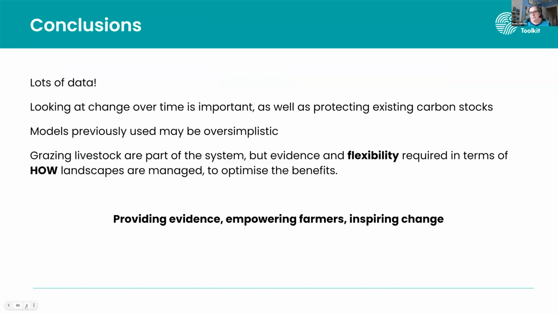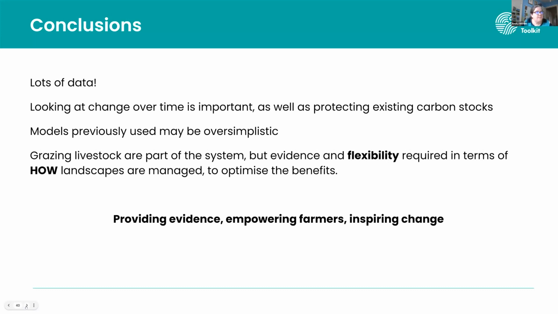Looking at change over time is really important. But as well as remembering that specifically where we've got those grassland environments and those grassland habitats, they will be holding a lot of carbon anyway. So how do we protect that existing carbon and see that ability to change? The models that have previously been used, we start to think are actually probably quite oversimplistic. So when we start to add in all these extra complexities of livestock, all these other bits, how do we actually get something that makes sense?